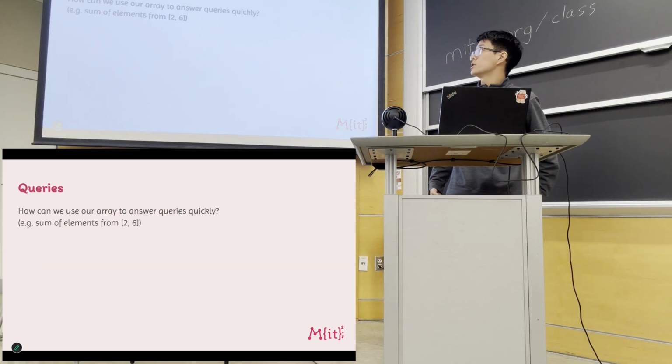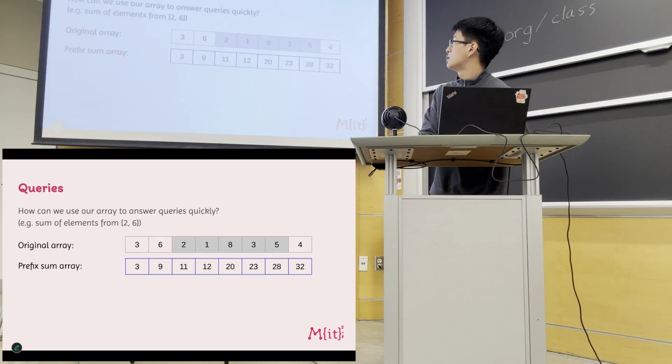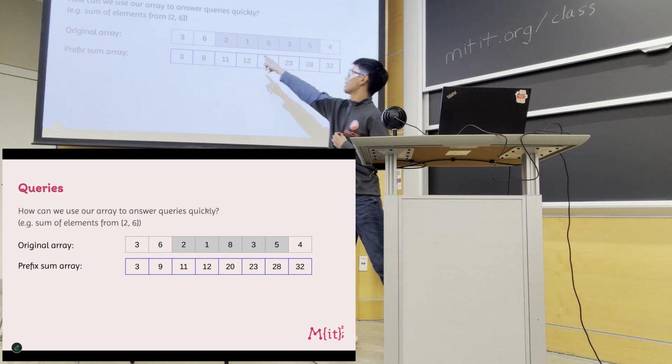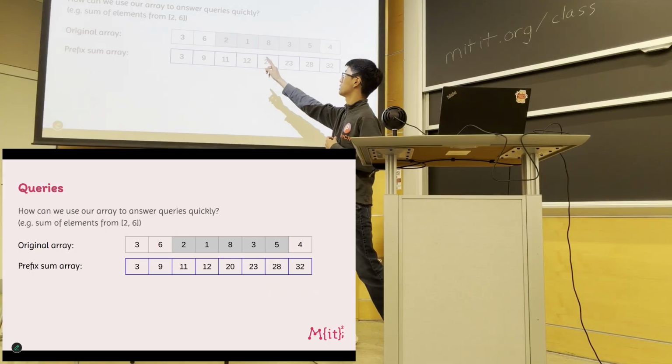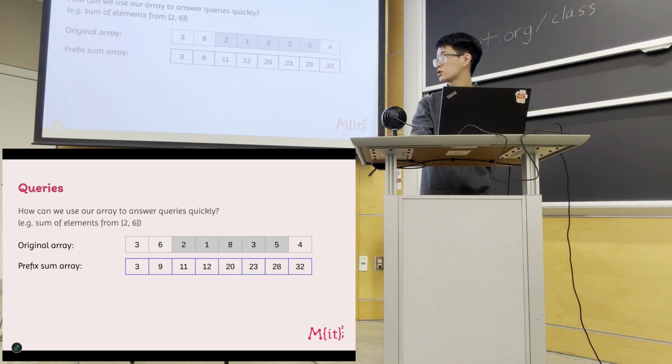Assuming we construct this array, what can we do with it? When we get a query, it's in the form of, what's the sum of elements from 2 to 6, for example. In our original array, this is index 2 and this is index 6, and we want to sum up 2 plus 1 plus 8 plus 3 plus 5. How can we do this with our prefix sum array?